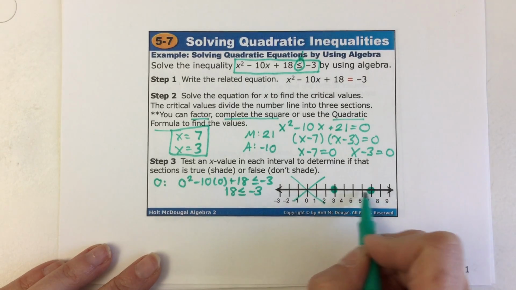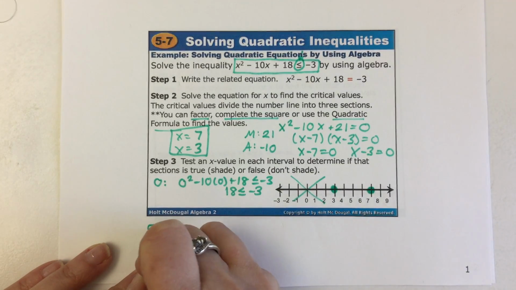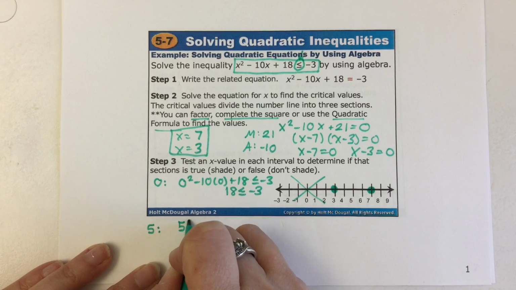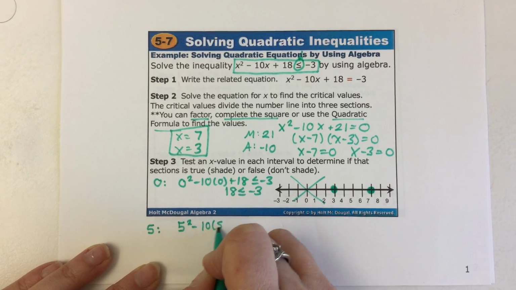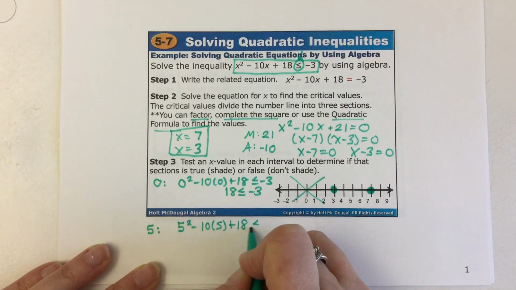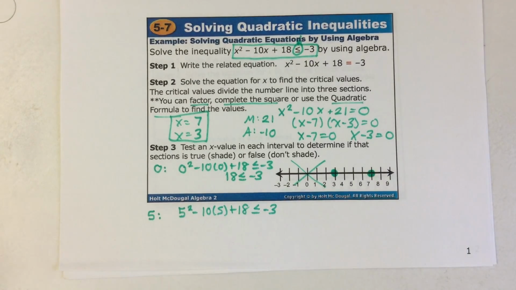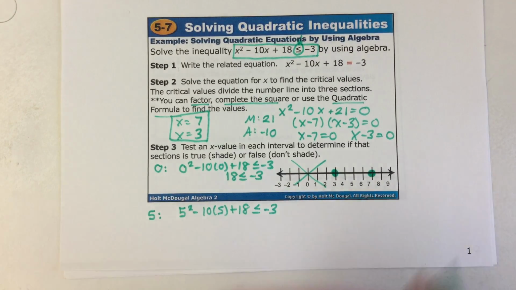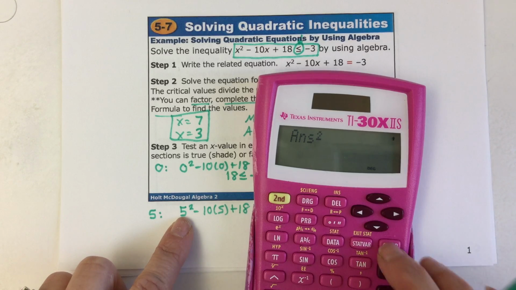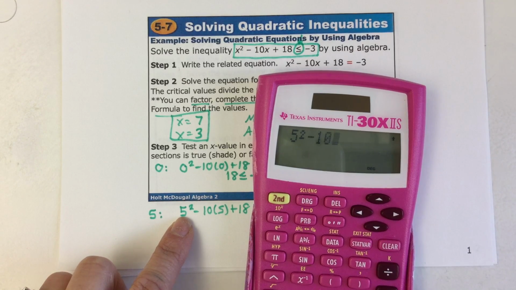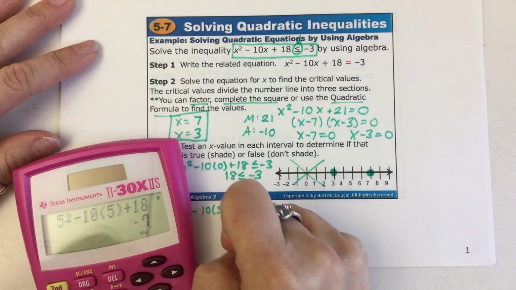Now we try a number in between 3 and 7. So let's go ahead and try 5. So if I have 5 squared minus 10 times 5 plus 18, we want to know, is that less than or equal to negative 3? So if I go ahead, 5 squared minus 10 times 5 plus 18. This is negative 7.